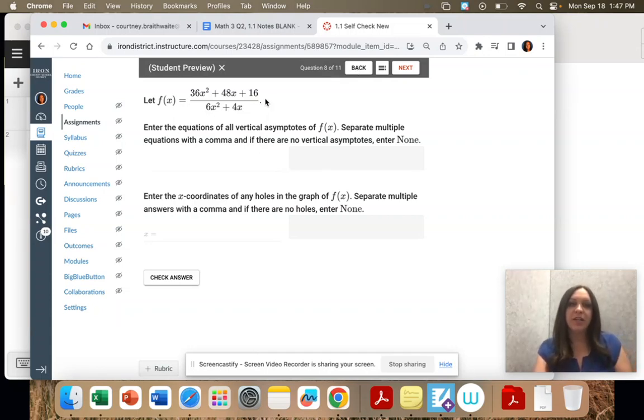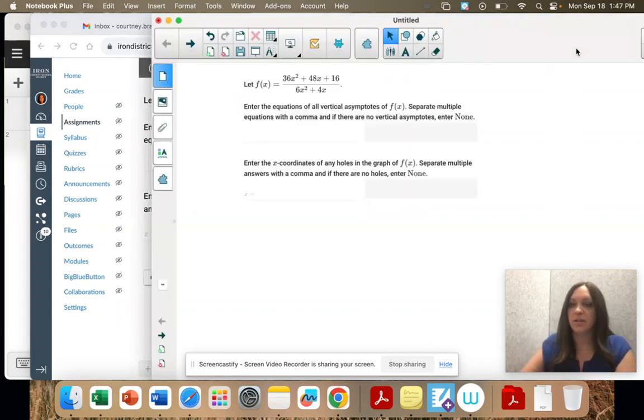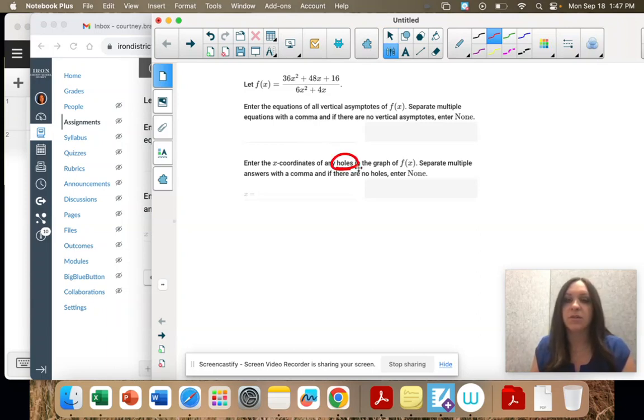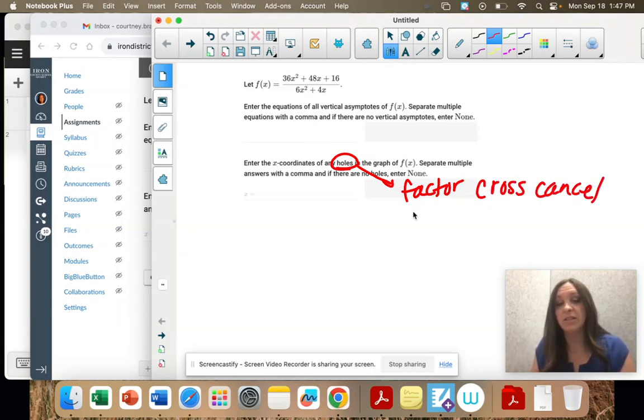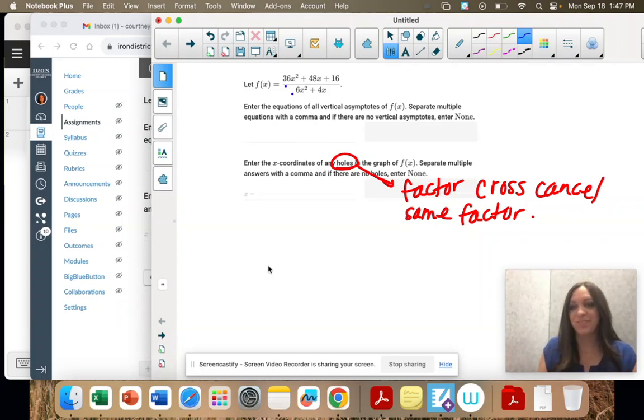Okay, number 8: enter the equations of all vertical asymptotes and then enter the x-coordinate of any holes in the graph. So a hole is a new thing, we haven't talked about it yet. It's when factors cancel out. Holes are when factors cross-cancel. When you see the same factors, that's a hole. So in order to see holes, bad news, you've got to factor. Sorry. So we have to factor the numerator and the denominator.